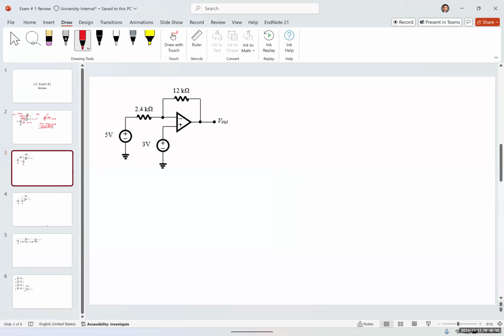So for the next question, again, we have an ideal op amp. For the inverting input, it's connected to a 5 volt, a 2.4 kilo ohm, and a 12 kilo ohm resistor. And the non-inverting input is connected to a 3 volt input. Again, we want to find what the output voltage is.